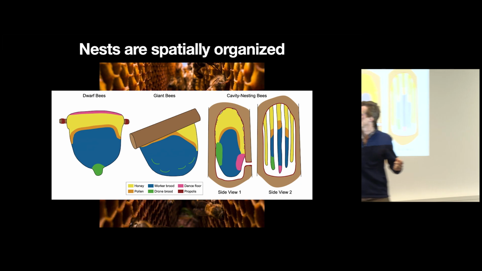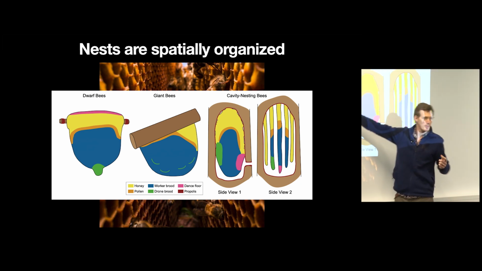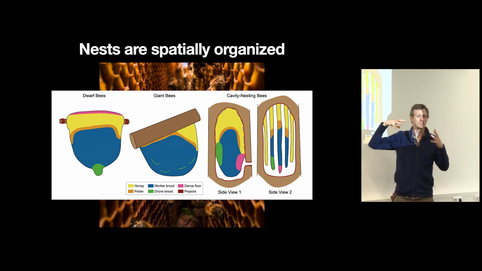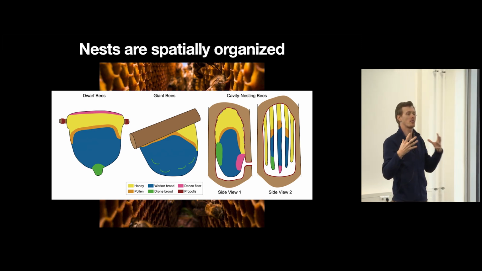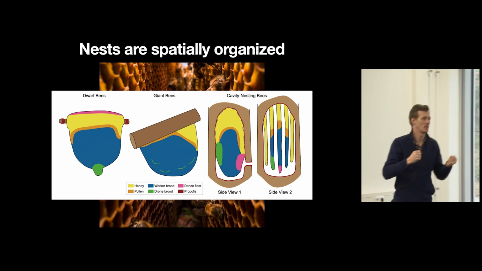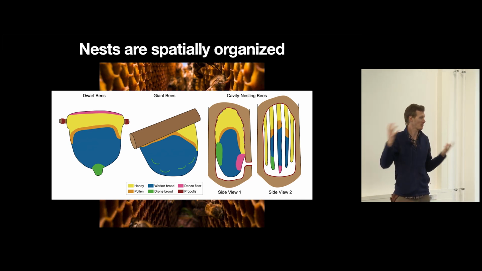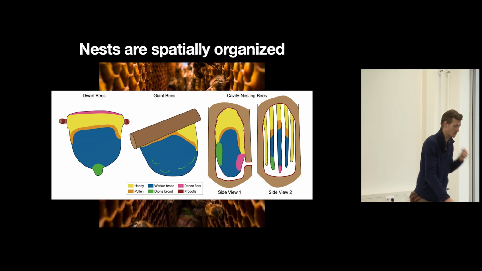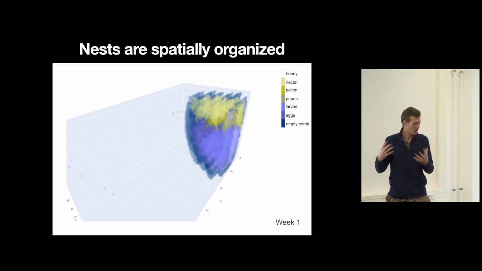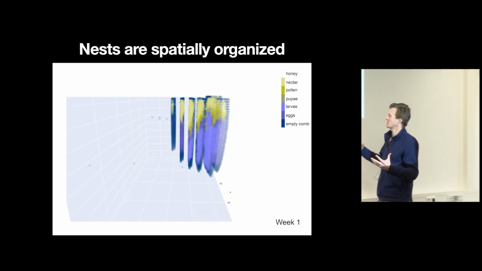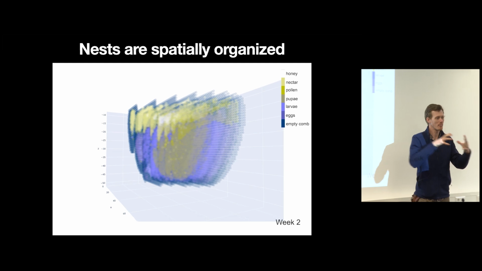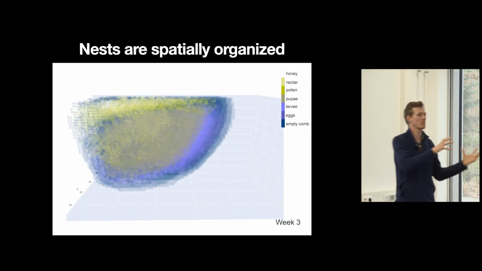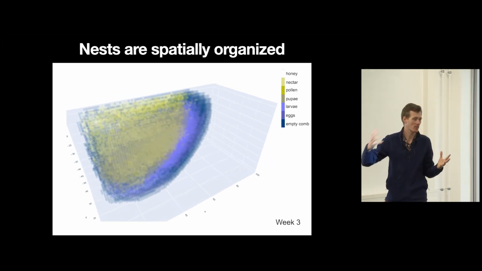Whether you're a dwarf honeybee like Apis florea, a giant honeybee like Apis dorsata, or a cavity nesting bee like Apis mellifera, you have certain regions of your nest that are devoted to different nest contents. And that's presumably for an adaptive benefit, but also open to interpretation and experimental manipulation. And so then to combine all those things, these nests being spatially organized, they also have a developmental trajectory. What a nest looks like in its first week of life is certainly not what that nest is going to look like in its 20th week of life.